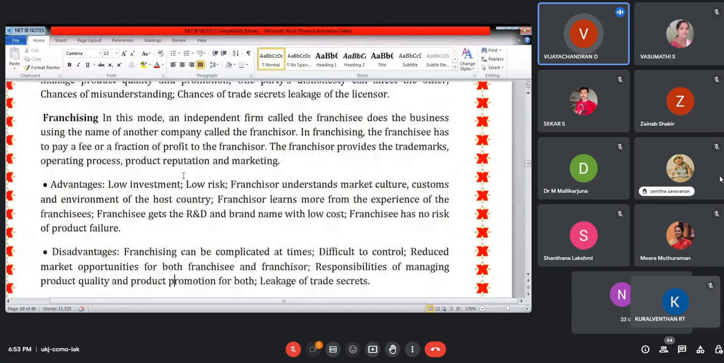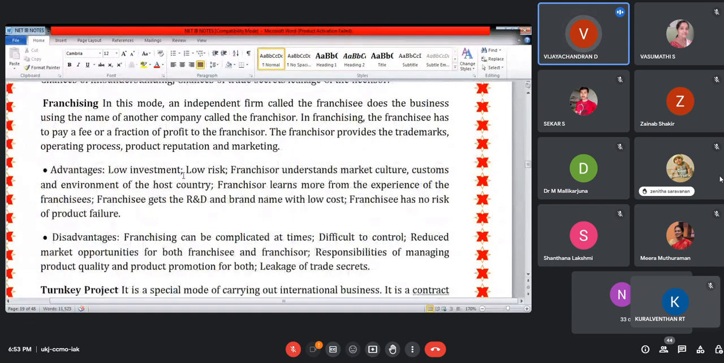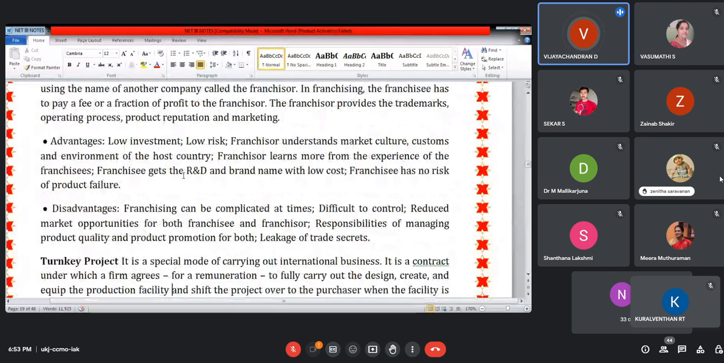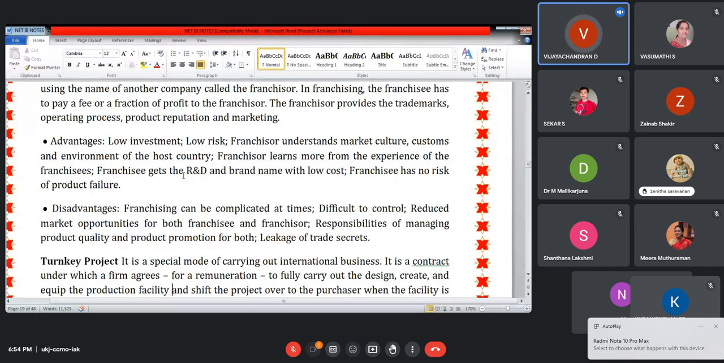What are the advantages? Same thing, low investment and low risk. And franchisees understand the market culture, customs, environment. So everything will be known by the franchisee. What is the disadvantage? Franchising can be complicated at times, and difficult to control. Also, it reduces the market opportunities for both franchisee and franchisor. So the market opportunities will be restricted. There will be a restriction in the market opportunities.